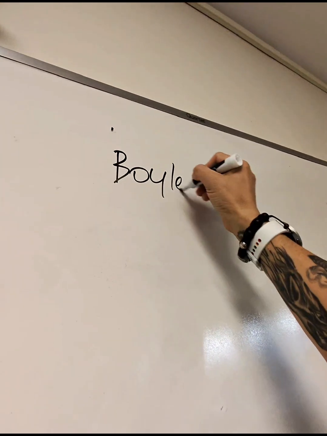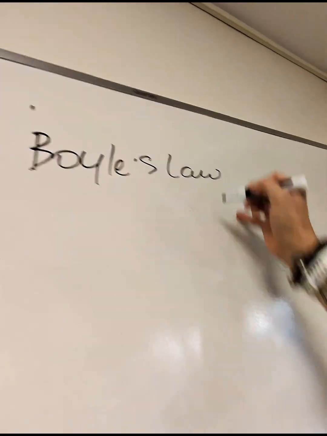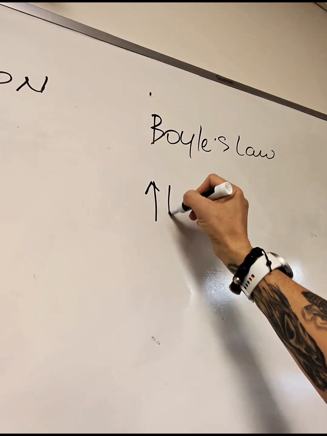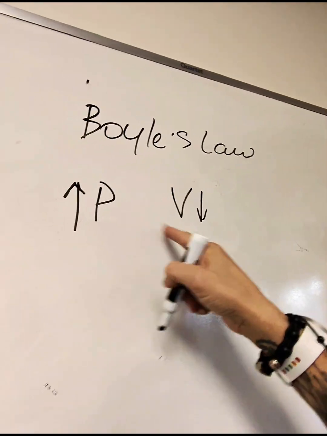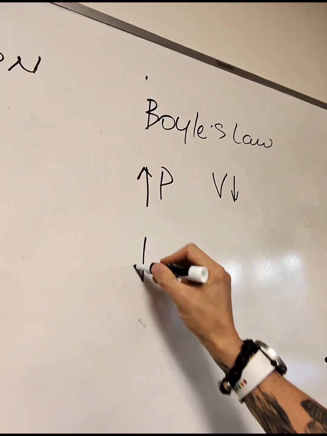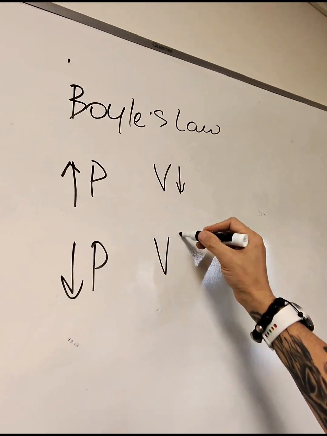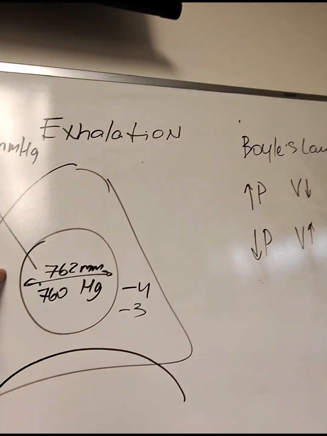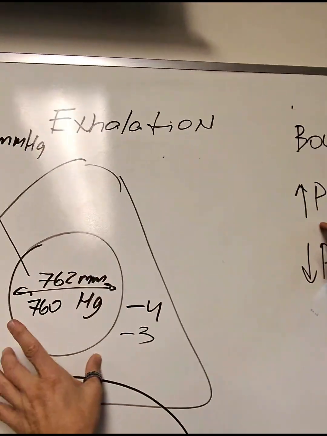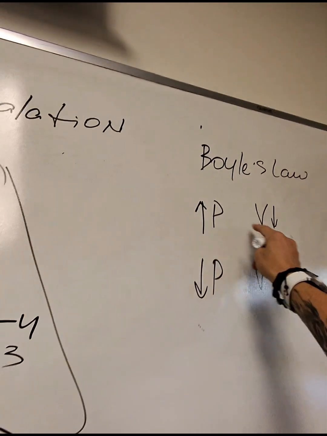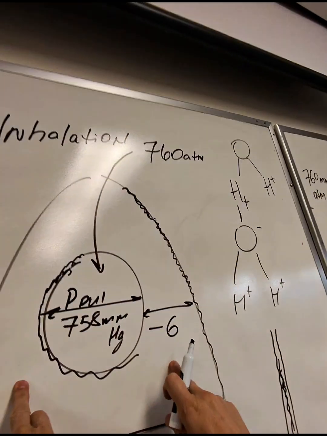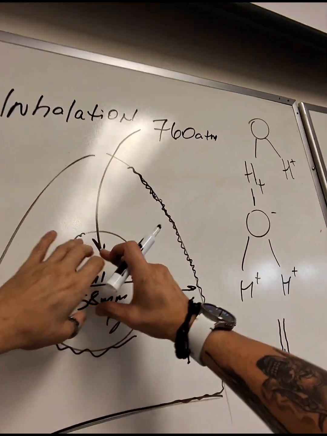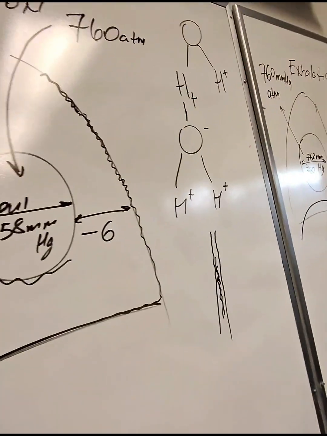So Boyle's law states, if the pressure increases, volume decreases. This is an inverse relationship. If the pressure decreases, the volume increases. So with exhalation, the pressure increases here and volume decreases, or let's say volume decreases first and that's why the pressure increases. In inhalation, that's vice versa. So the volume increases and pressure decreases.